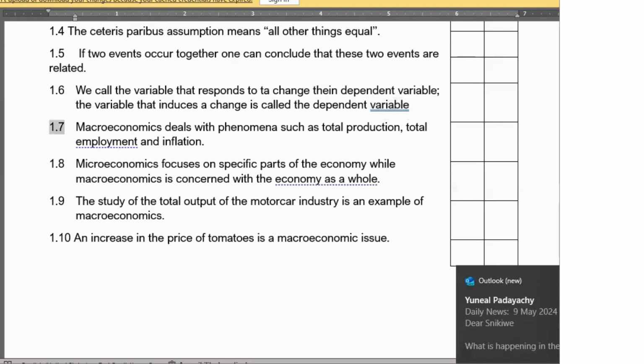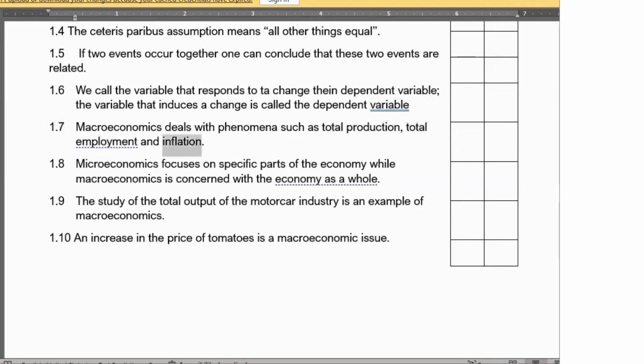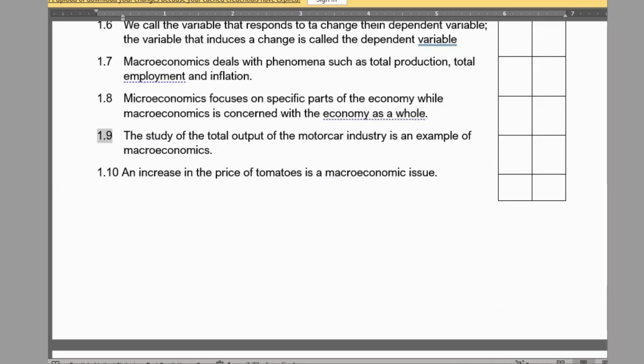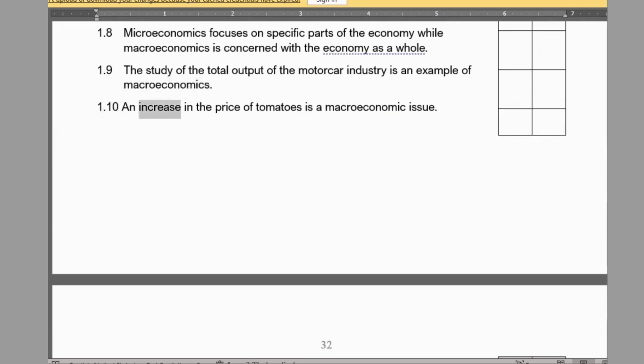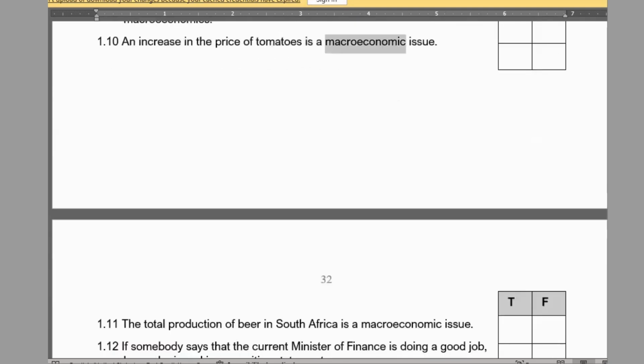1.7 Macroeconomics deals with phenomena such as total production, total employment, and inflation. 1.8 Microeconomics focuses on specific parts of the economy while macroeconomics is concerned with the economy as a whole. 1.9 The study of the total output of the motor car industry is an example of macroeconomics. 1.10 An increase in the price of tomatoes is a macroeconomic issue.